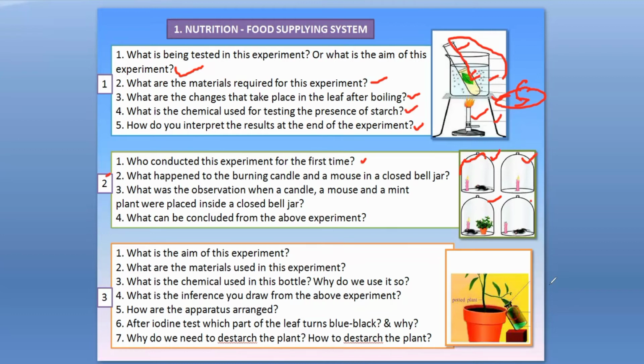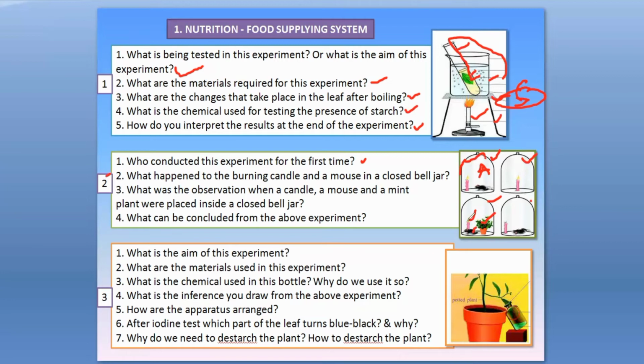When we kept a burning candle and a mouse in a bell jar, the candle will be put off and the rat will die, because of the absence of oxygen. Next, what were the observations when a candle, a mouse, and a mint plant were placed inside the closed bell jar? When we kept these three, the candle is burning, the rat is moving, and the plant is living with green leaves. So these three will survive.